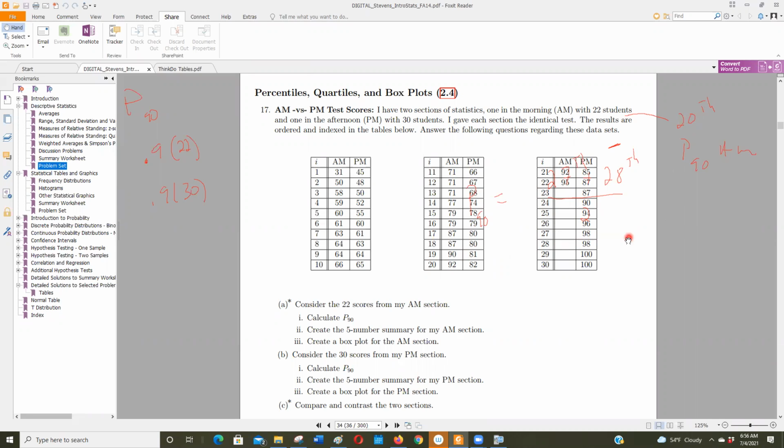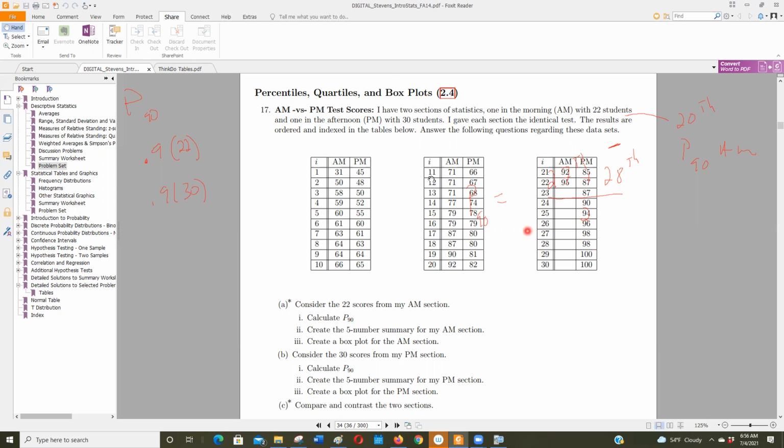So it'll be 98. If they were different, say if it was between the 28th and 29th, we would add 98 and 100 together, divide by 2, and that'd be 99, right? So that's how you use that percentile formula.